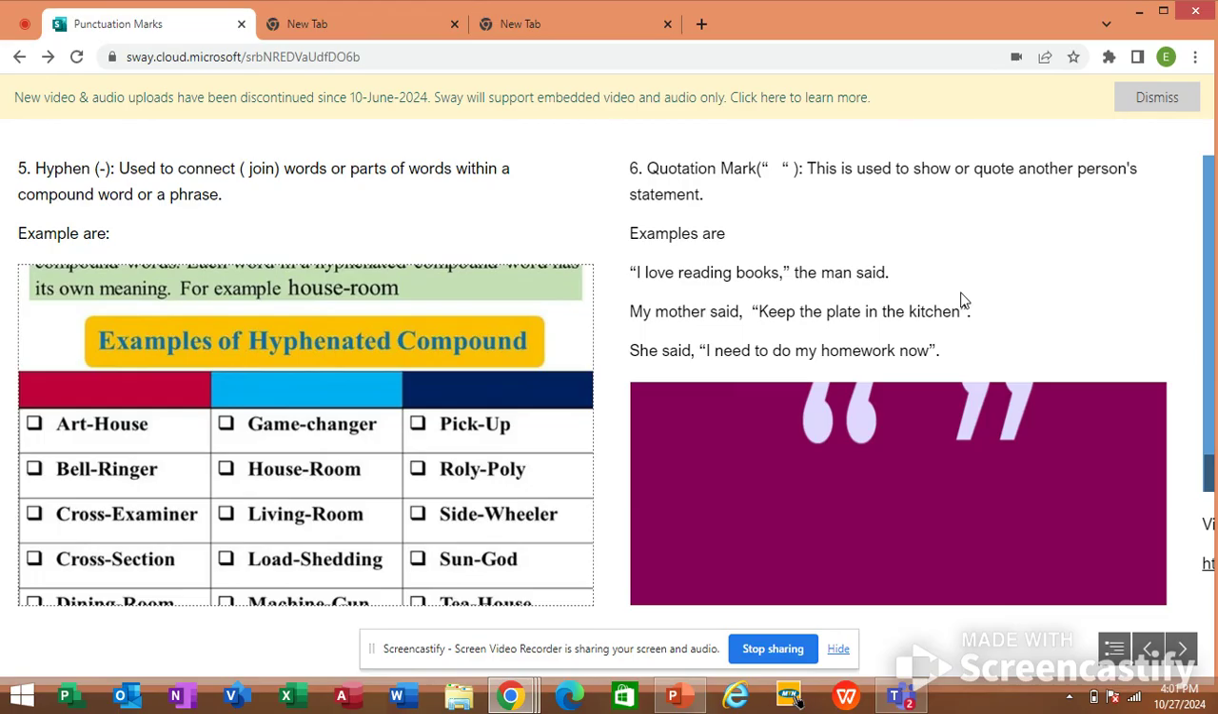The next sentence is, my mother said, "Keep the plate in the kitchen." So try to find out what your mother said. What did your mother say? Your mother said, "Keep the plate in the kitchen." You are going to put it at the beginning of the keep and at the end of the kitchen. The last one there for now is, she said, "I need to do my homework." What did she say? I need to do my homework. So you put it at the beginning of I and at the end of homework.